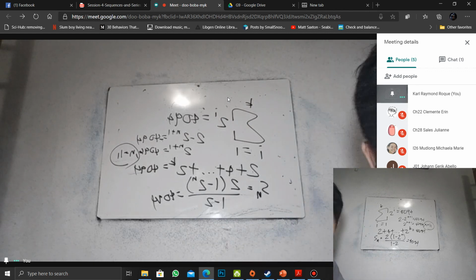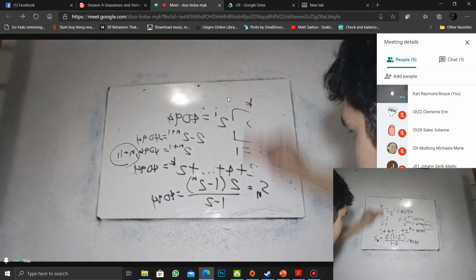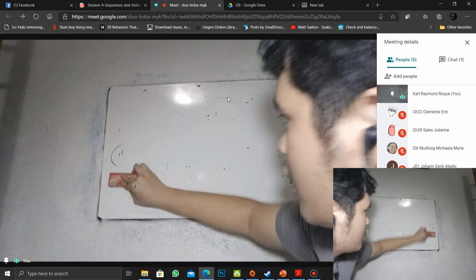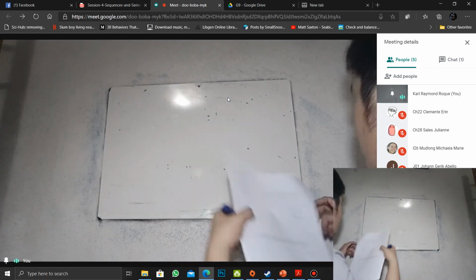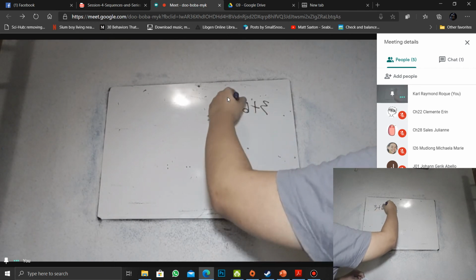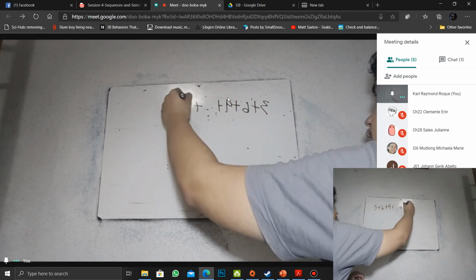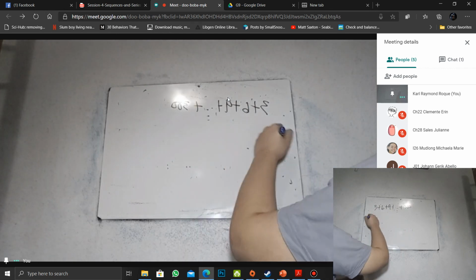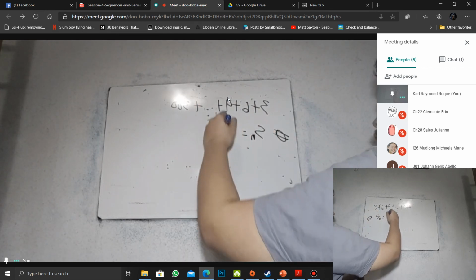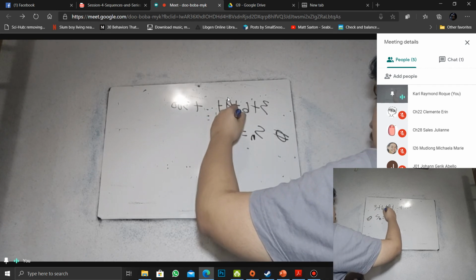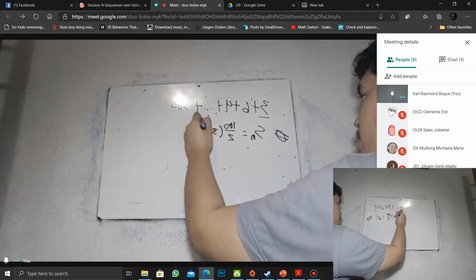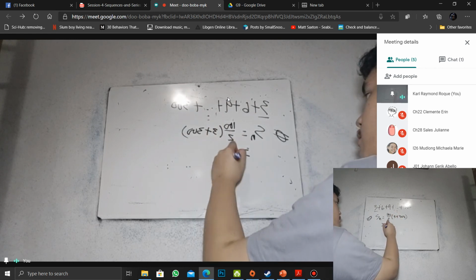And lastly, for number 8, letter A and B, ito yung mga pinakamadaling item dito actually. Sum of the first 100 multiples of 3: 3 plus 6 plus 9 plus up to 300. It's 100 over 2 times a sub 1 plus a sub n, equals 15,150.